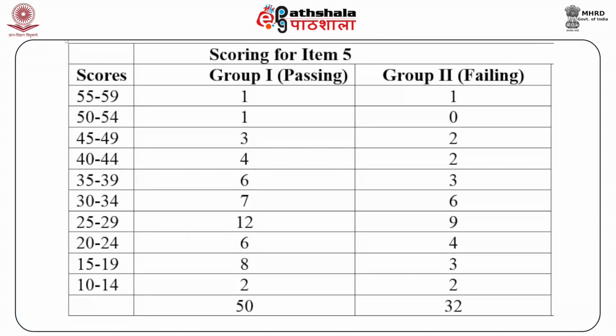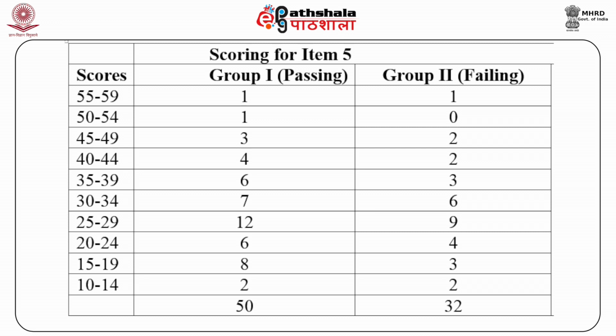Scoring for item 7. Let us look at the range of scores and what the frequencies of these scores are in group 1 and in group 2. For the range of scores 55 to 59, group 1 frequency is 1, group 2 frequency is 1. The following are the other ranges of scores: 50 to 54, 45 to 49, 40 to 44, 35 to 39, 30 to 34, 25 to 29, 20 to 24, 15 to 19 and 10 to 14.